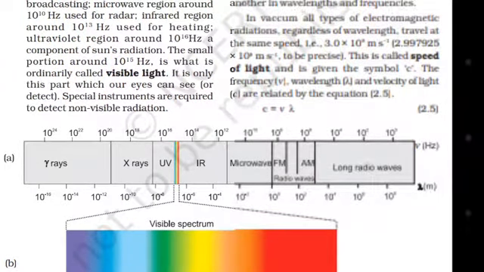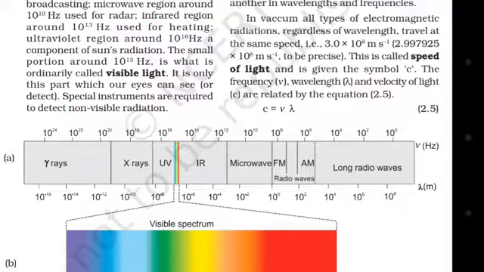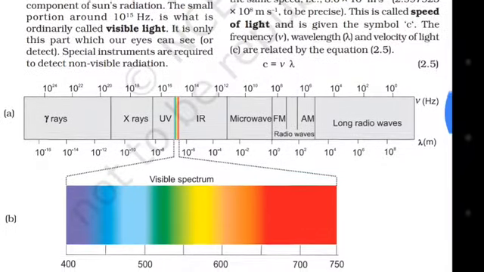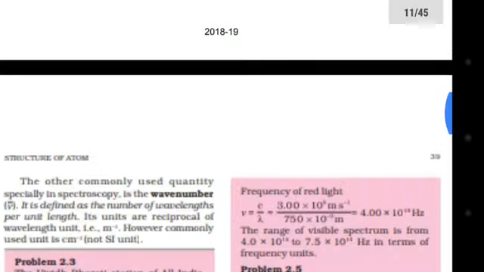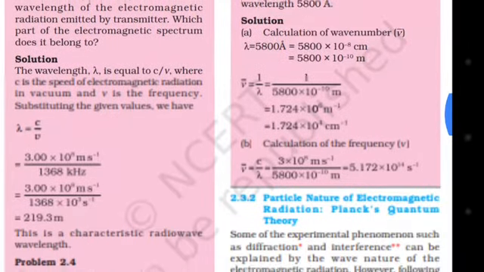Here, just before the spectrum strip: c is equal to nu lambda. c is equal to nu lambda.